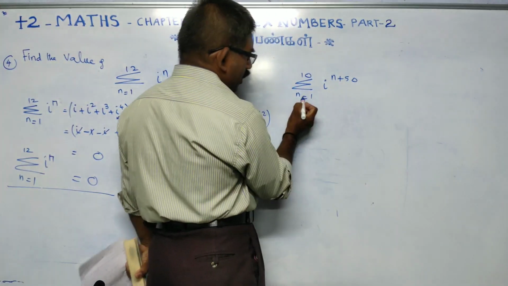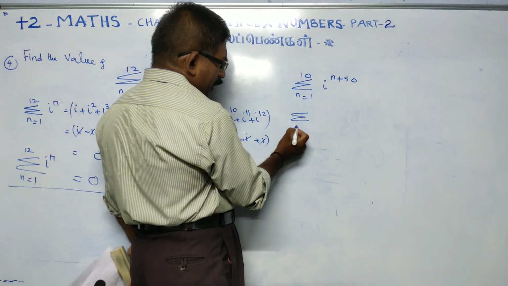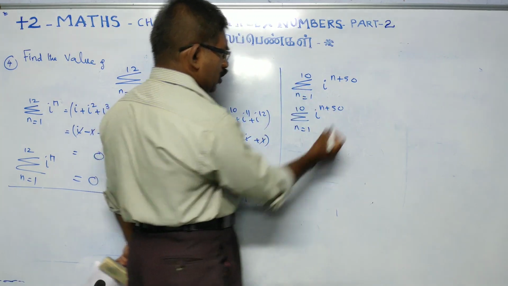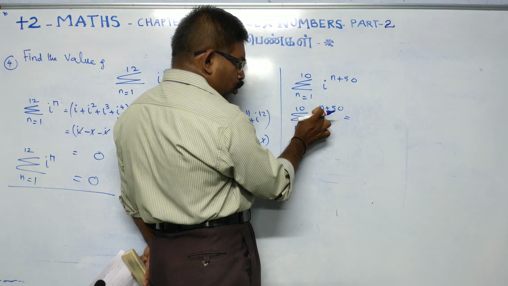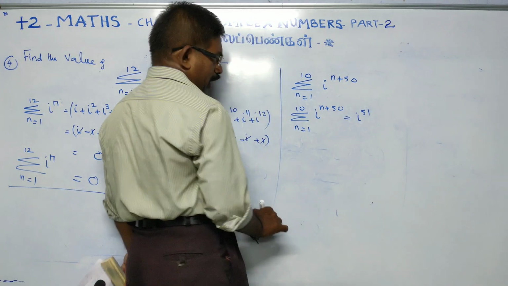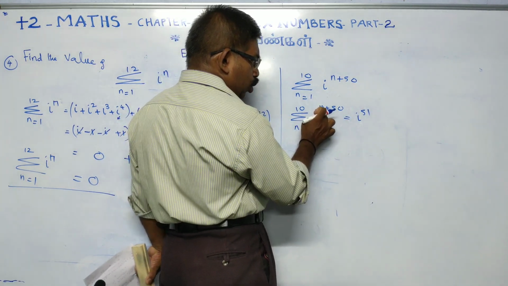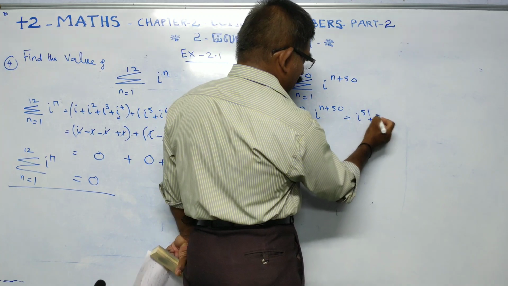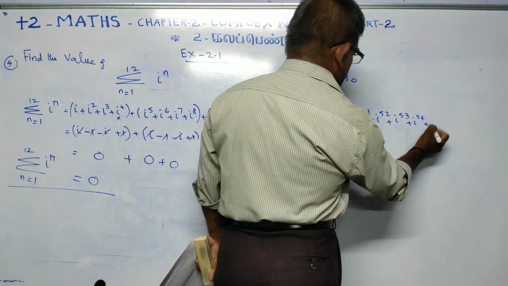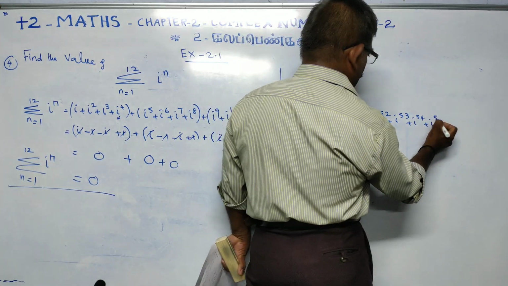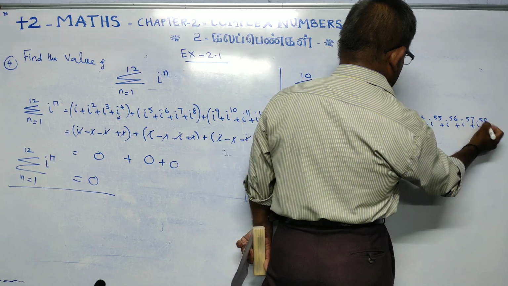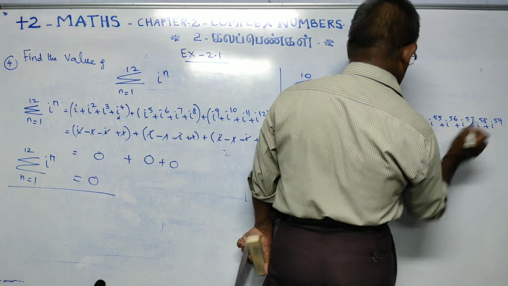See how to find this. Give the values in order for n. Sigma n equal to 1 to 10, I power n plus 50, means next question. Put the value. Give 1 for n. If you give 1, 1 plus 50 is I power 51. Okay, next give 2 for n. When we substitute 2 plus 50, I power 52. I power 53, I power 54, I power 55, I power 56, I power 57, I power 58, I power 59, you have to give 10 terms.